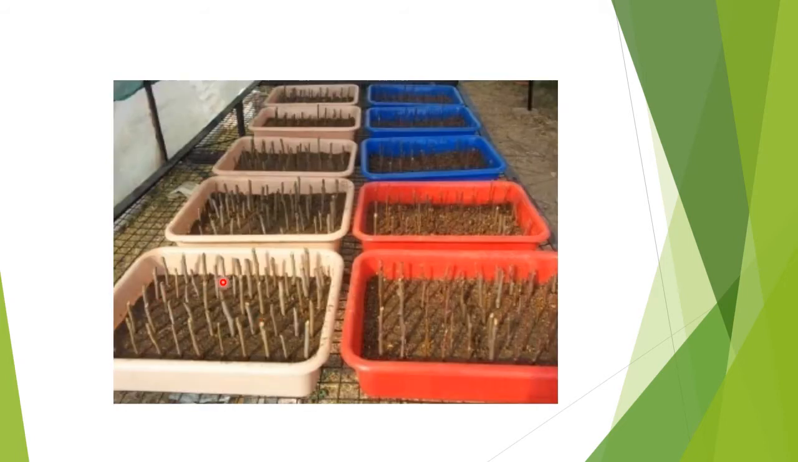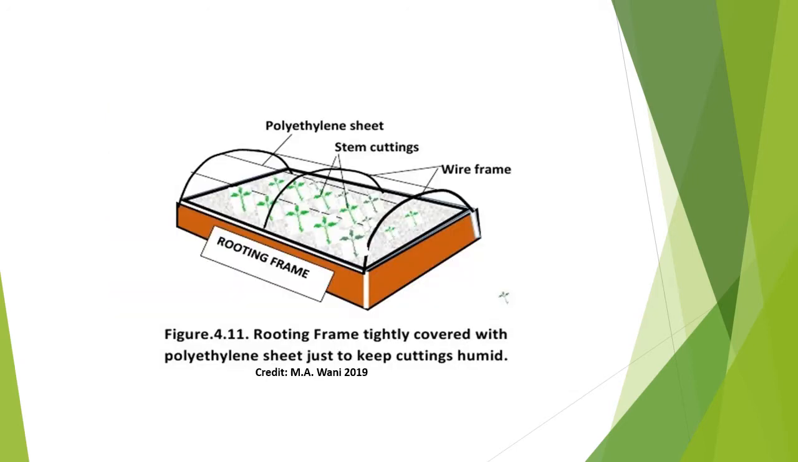So these can be the trays which have certain holes and where you can see the cuttings being planted. This is the rooting medium where the cuttings are being planted for development of adventitious roots. This is how you can make a rooting frame. The height of it should be 4 inches, then it is filled with soil, and then the wire frame and the polythene sheet are placed over it, just to keep the interior humid, to maintain the humidity around the stem cuttings. That's why you put polythene sheets over it.